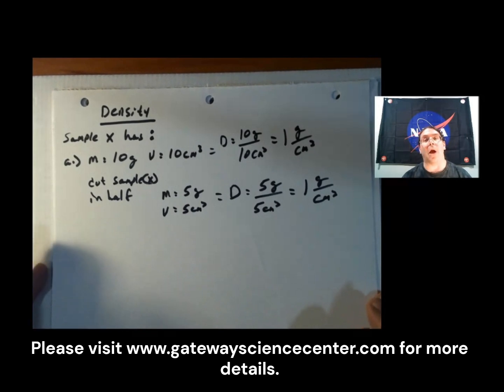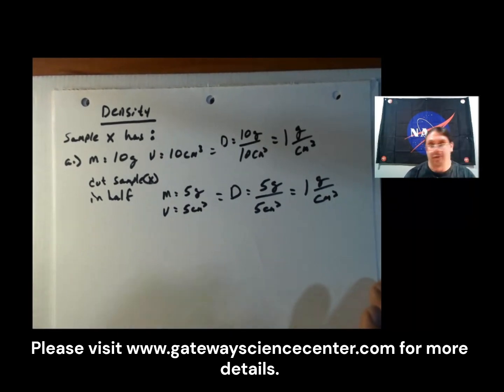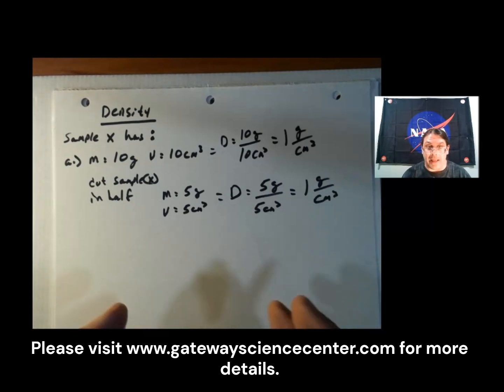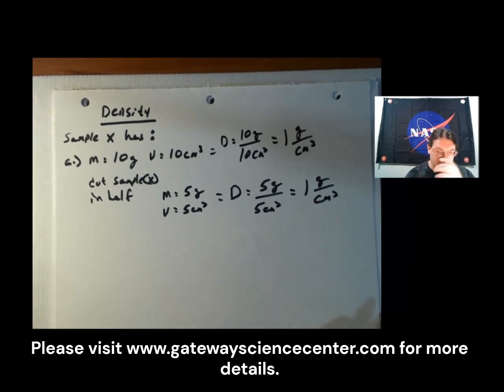It doesn't matter how big the sample I give you. Somebody next to you might get a big block of gold, and you might get a little nugget of gold, but because they're both gold, the proportion of the volume you have to the mass will be the same density of what gold should be at room temperature, regardless of the size of the sample. So let's look at another example just so I can prove my point.